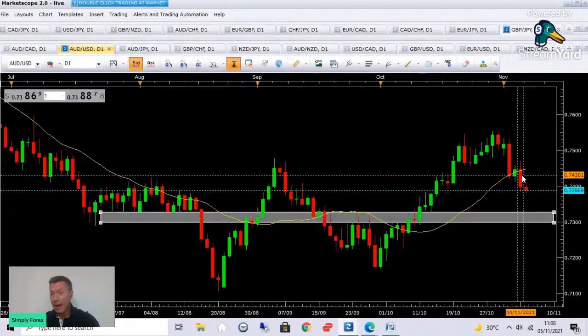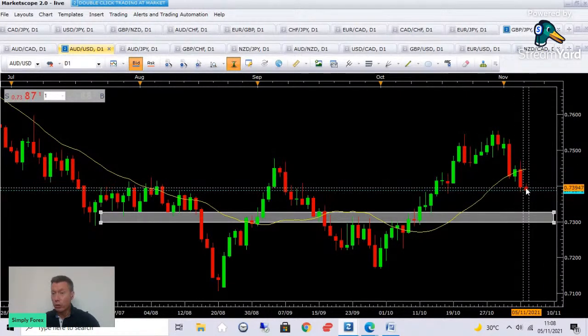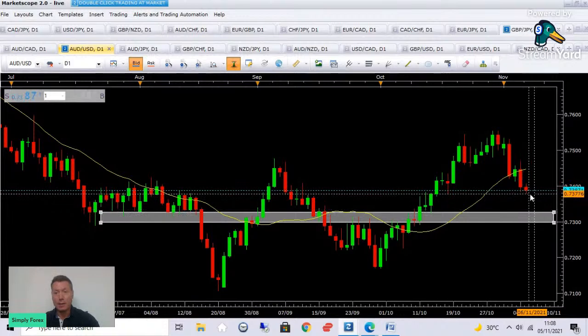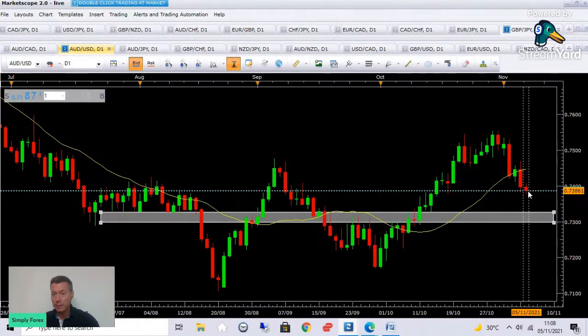That's what I think. And we've got a daily bearish candle. We've got room to move into. So the Aussie dollar and the US dollar is a potential short for me today. Okay, I like this trade short. Large bearish candle, room to move into.